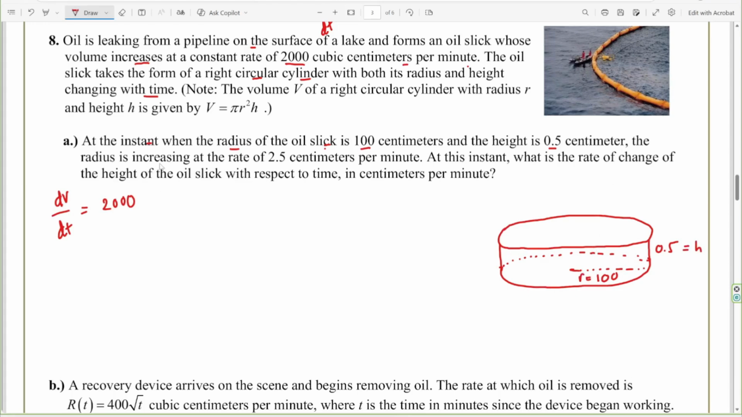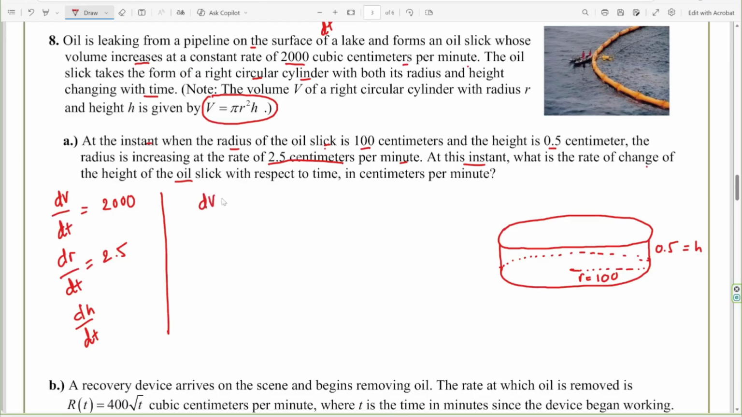The radius is increasing at the rate of 2.5 centimeters per minute. So we have dr over dt equals 2.5. At this instant, what is the rate of change of the height of the oil slick with respect to time in centimeters per minute? So we need to calculate dh over dt. Now we need to use the volume formula right here. This is the volume formula of the cylinder. So we need to take the derivative of both sides with respect to t.